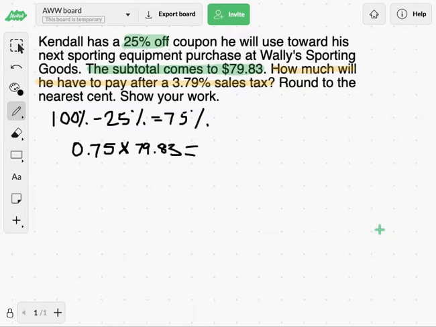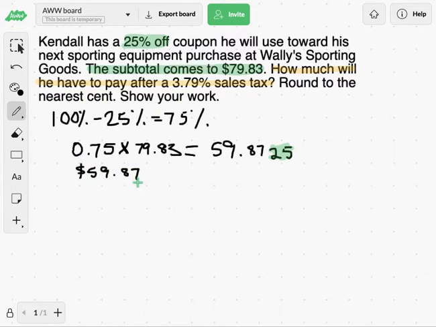Let's go grab the calculator and make sure that we have that. So 79.83, and we need 75% of that, so we're multiplying by 0.75, which is $59.8725. This 25 right here is not necessarily going to make us change the 7. It's going to stay as is. So 59.87 is the new cost of whatever equipment Kendall is buying. So 59.87 is what he has to pay.